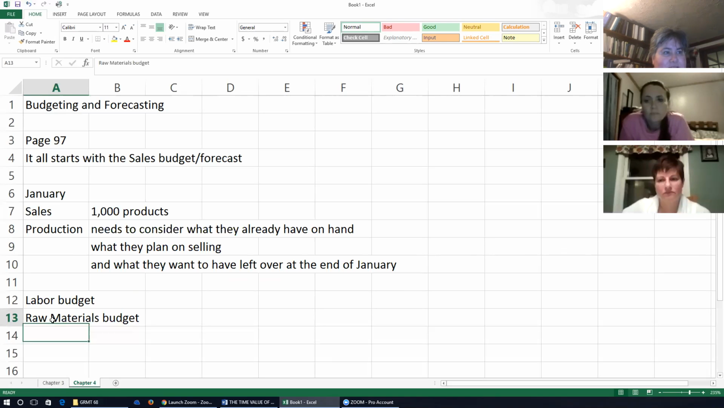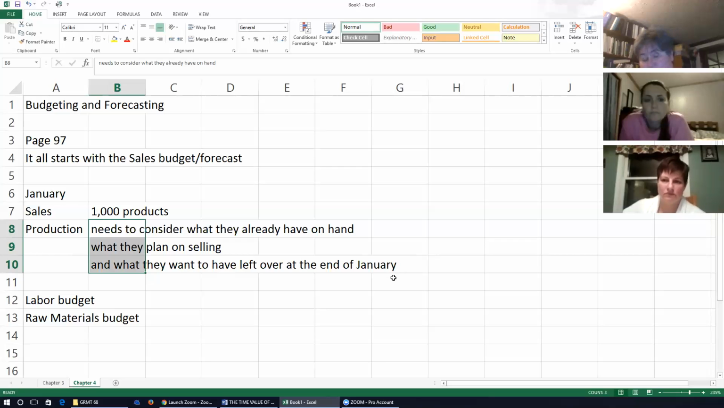So the raw materials budget usually comes back to some decision like this. What do I already have on hand? What do I need for what I'm going to make? And what do I want to have left over? So they have to go through that whole thought process too. So the production leads to a lot of other budgets.